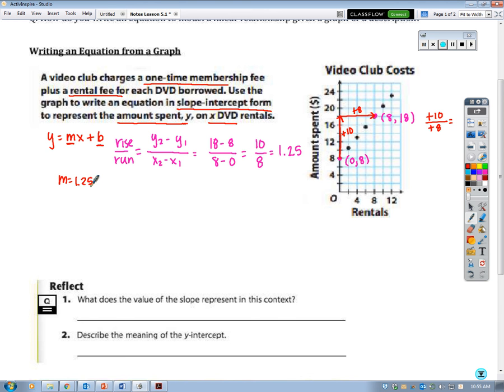So m equals 1.25. My y-intercept is where my point crosses the y-axis here, or in this case, my initial value, my starting point. So when x is 0, y is 8. So my y-intercept is 8. So now I've got my slope and my y-intercept.